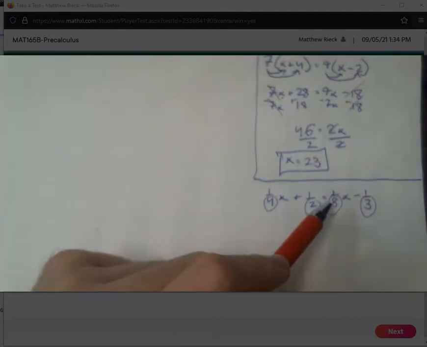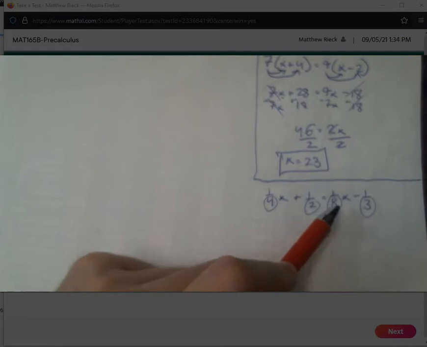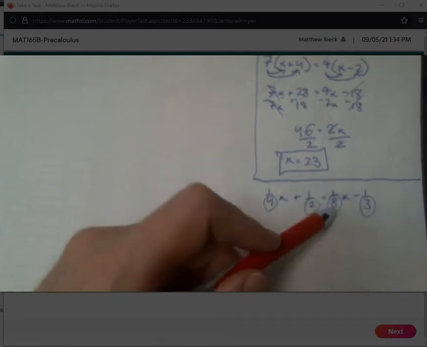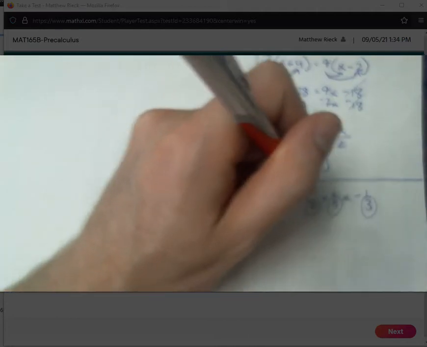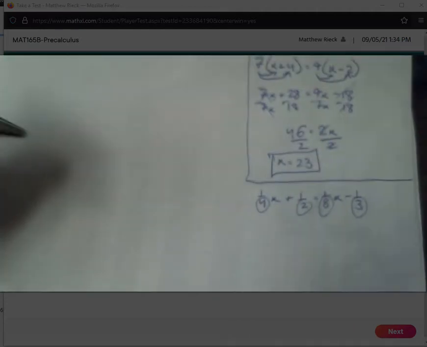And to find your least common denominator, you can just start with your largest number. In this case, that's 8. Then you're just going to take multiples of 8 until eventually you come up with something that 4, 2, 8, and 3 will all go into.